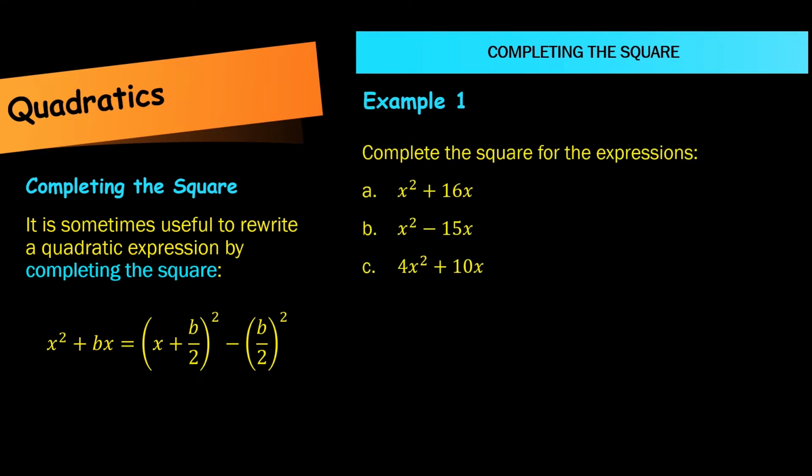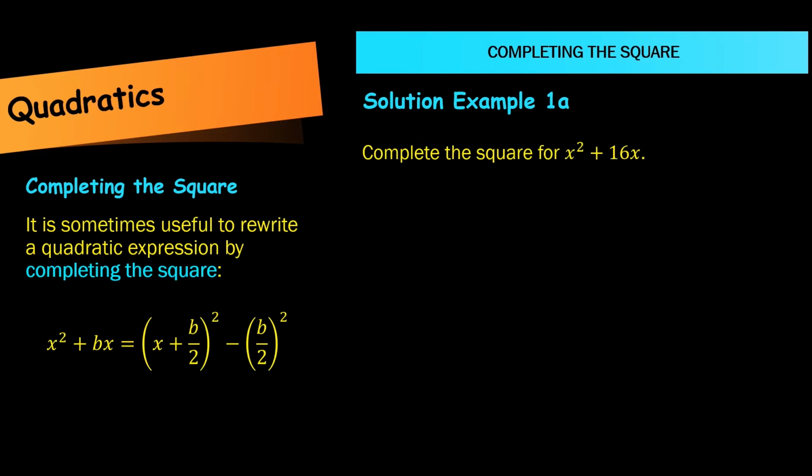Now pause the video and have a go at the example on your screen. Press play when you're ready to view the solutions. So let's have a look at the solution to example 1a. We're required to complete the square for x squared plus 16x. How do we plug this into our formula? We begin by plugging in b equals 16 in our formula as shown. And we're left with (x plus 8) all squared minus 64. And so we've completed the square.